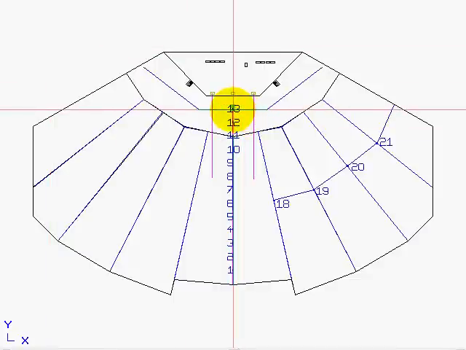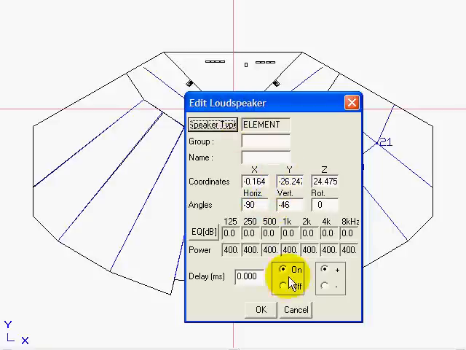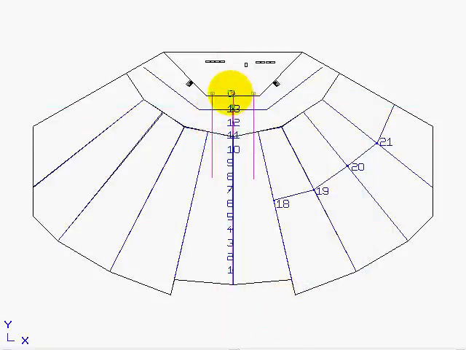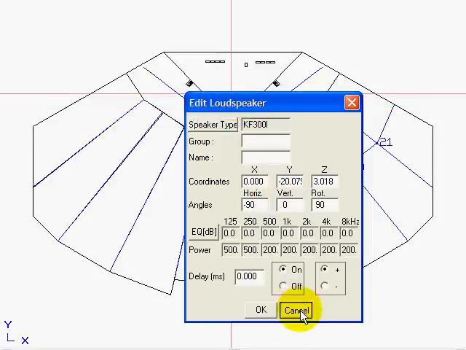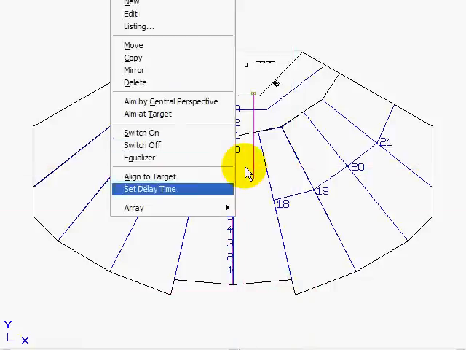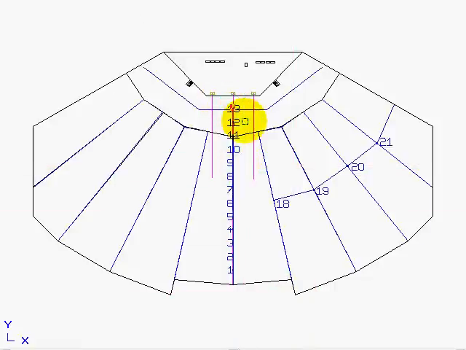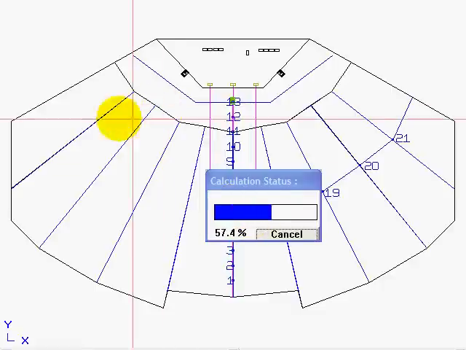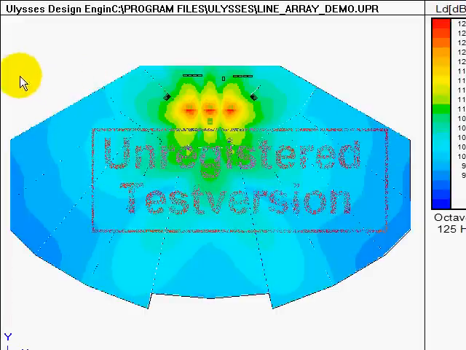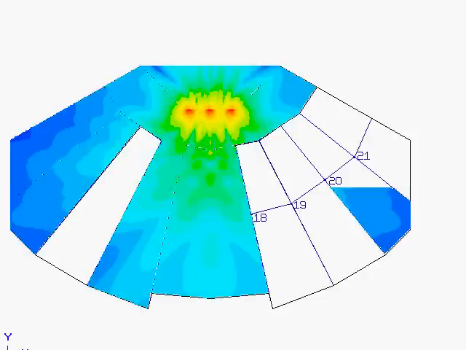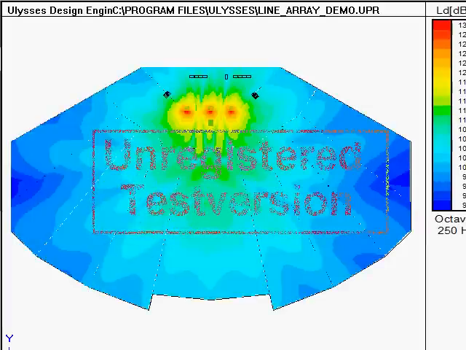Positioning says one of these boxes is at minus 26. This guy's at minus 20, so that's a 6-foot difference. Delay, call it 6 milliseconds. Take a look. Okay.